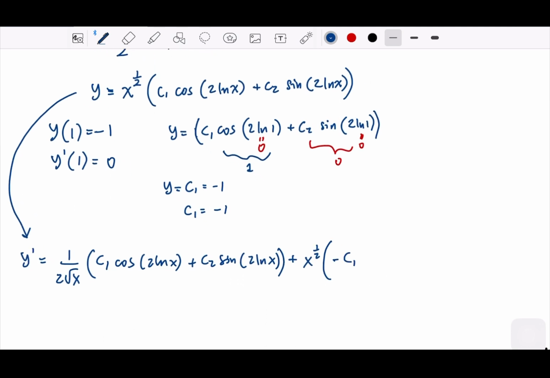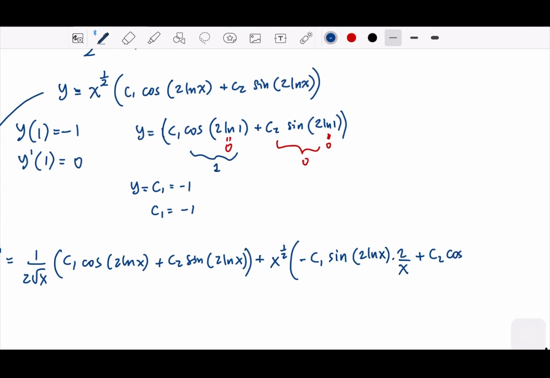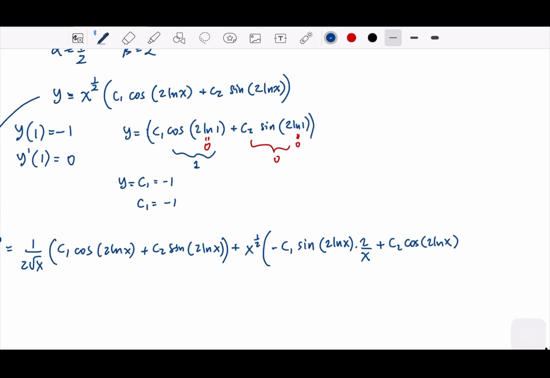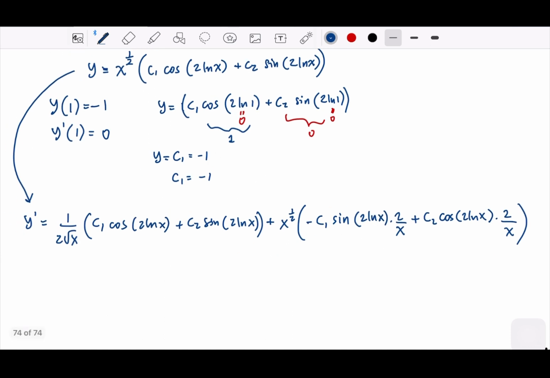It's really long, right? Okay. 2 over x sine 2 ln x, and then multiply with 2 over x, right? And then plus c2 cosine 2 ln x, and then multiply with 2 over x. Okay, still doable. So y prime at x equal 1 is equal half.